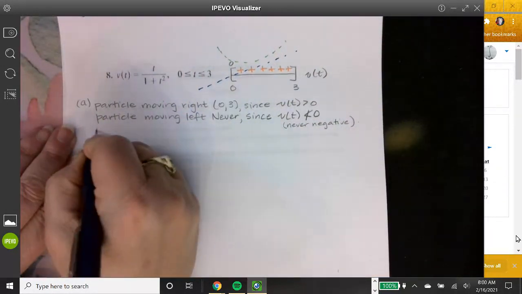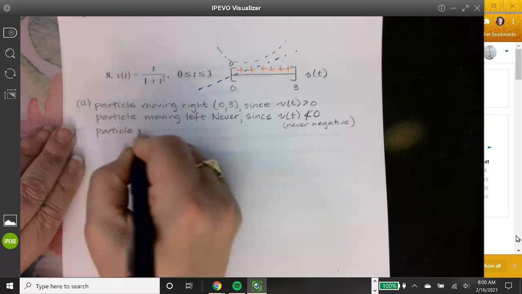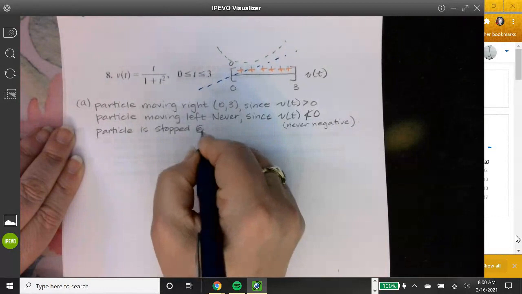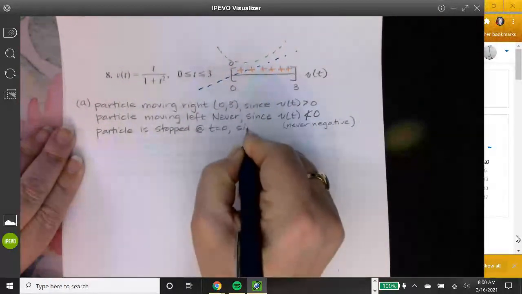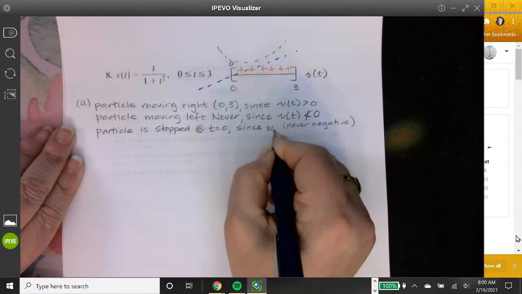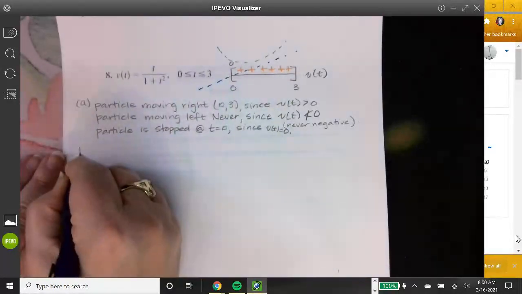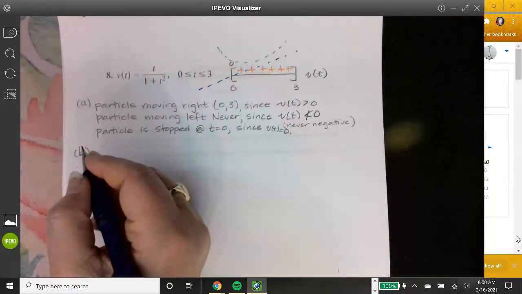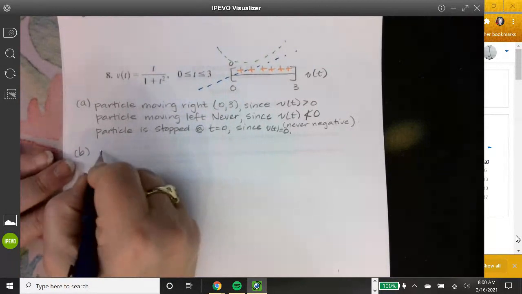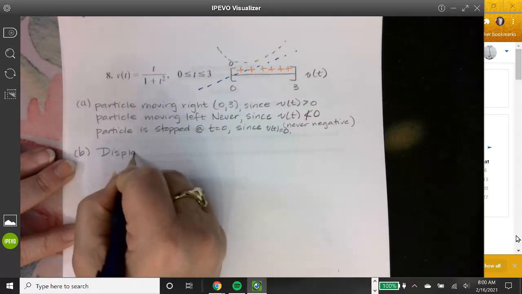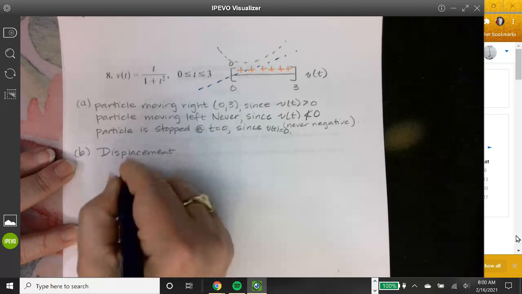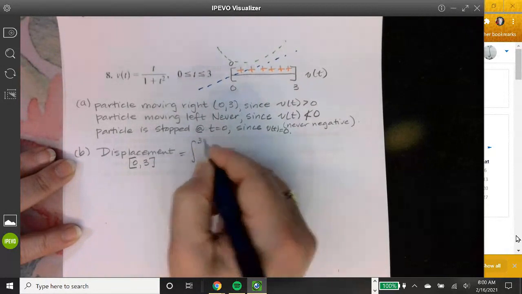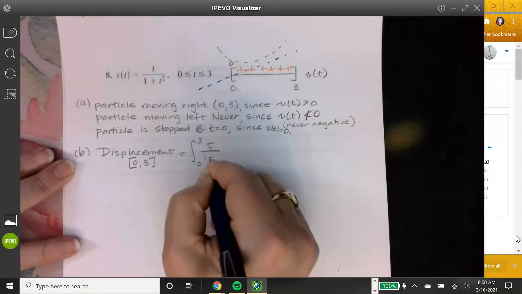Okay, particle is stopped at t equals 0, since v of t equals 0. So those are our three things for part A. Part B asked to find the particle's displacement for the given time interval. So the displacement from 0 to 3 is equal to the integral from 0 to 3 of t over 1 plus t squared dt.